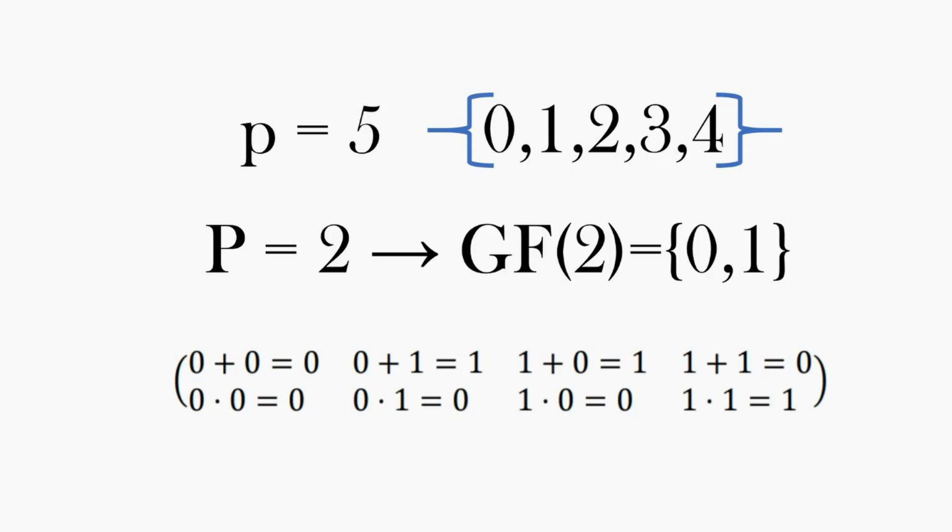Next, multiply. 0 multiplied by 0 is equal to 0. 0 multiplied by 1 is also equal to 0. And we also get 0 when 1 is multiplied by 0. But when we multiply 1 and 1, then we get 1.